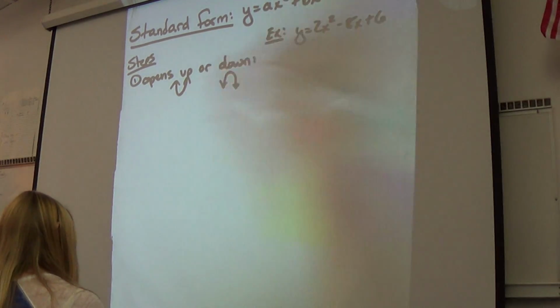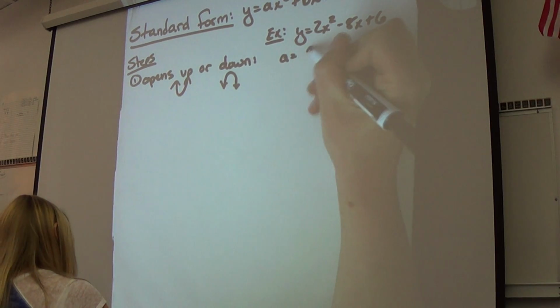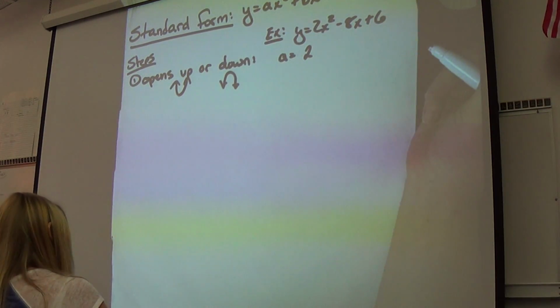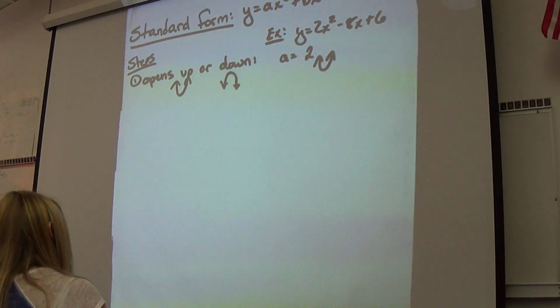So your opening up or down depends on your A value. So what is my A value here? It's positive 2, which means how do I open? Yeah, I'm a smiley face.